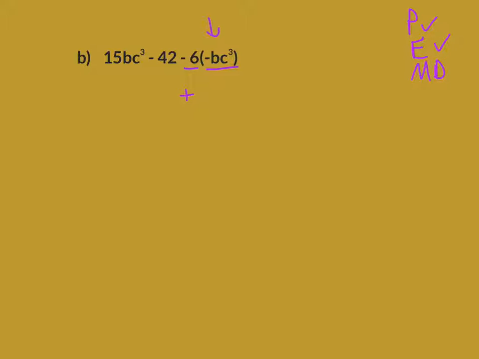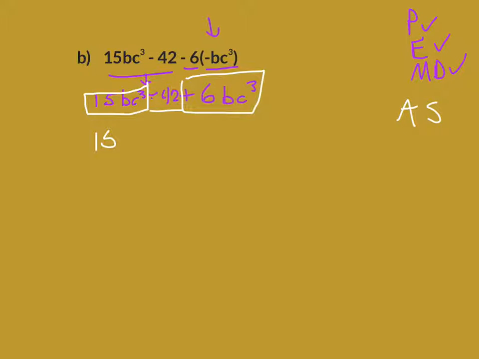And then 6 isn't going to change anything. There's actually technically a 1 there that we can't see. So it's plus 6BC cubed. Bring down the rest of my problem. I've got 15BC cubed minus 42. Okay, so here we've got 15BC.